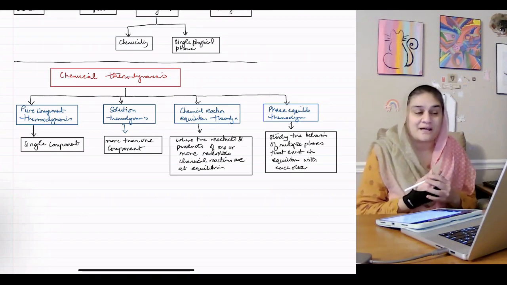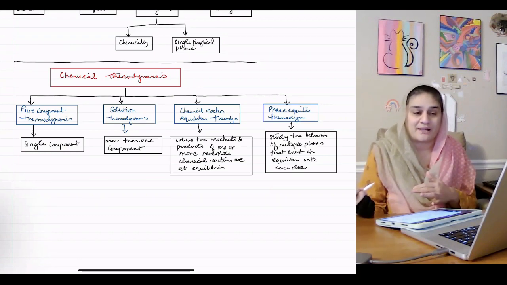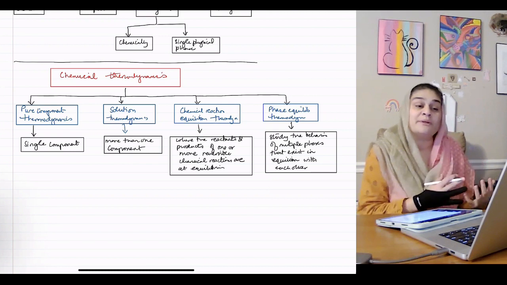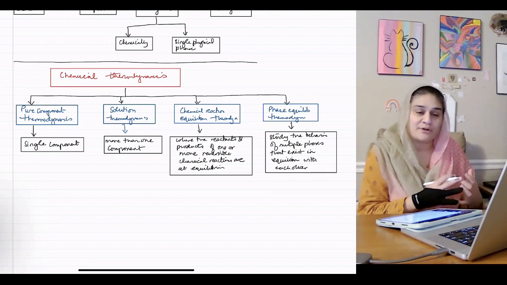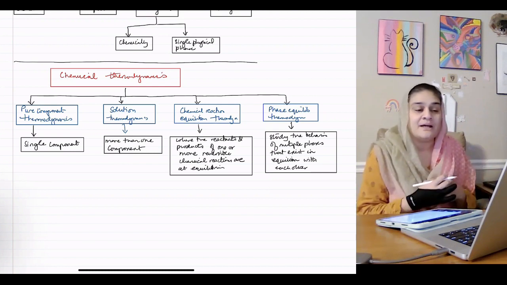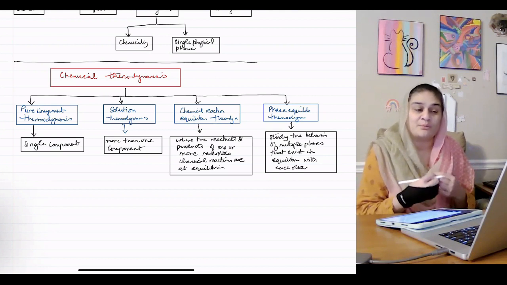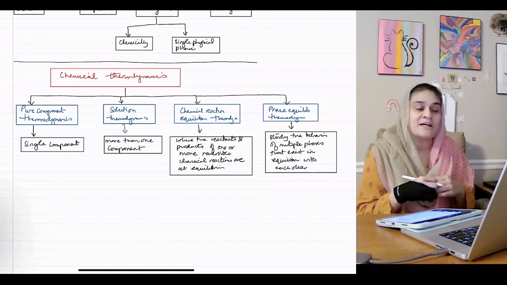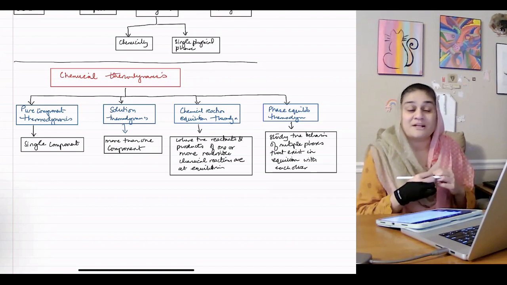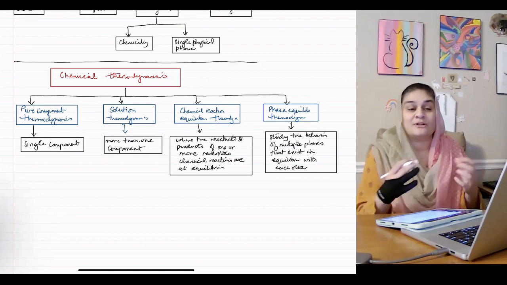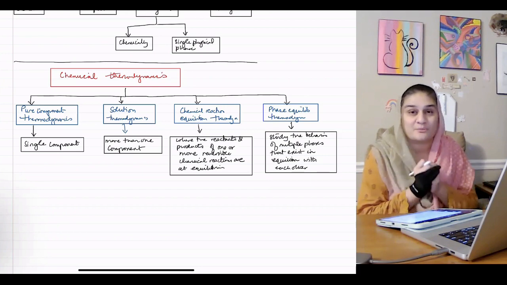So it can be said that the solution thermodynamics is rather more complicated than pure component thermodynamics. Luckily, we only deal with the classical thermodynamics and pure component thermodynamics for our class. If you want to study more, I suggest you look for the details in a chemical thermodynamics textbook.